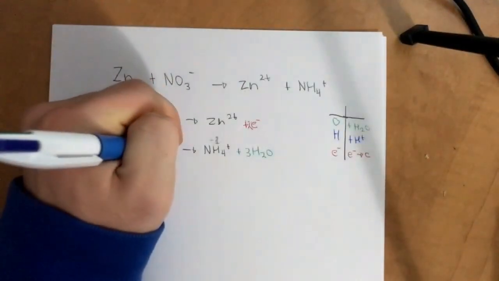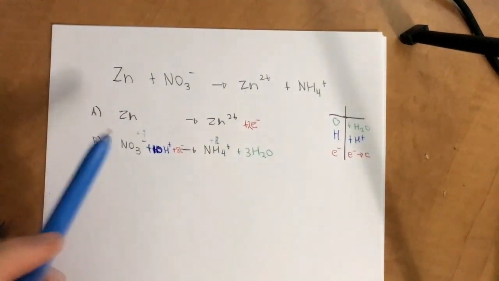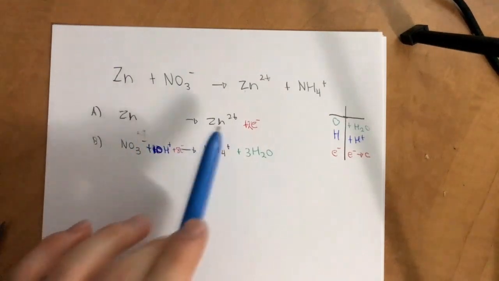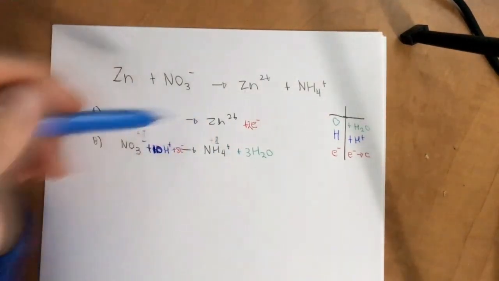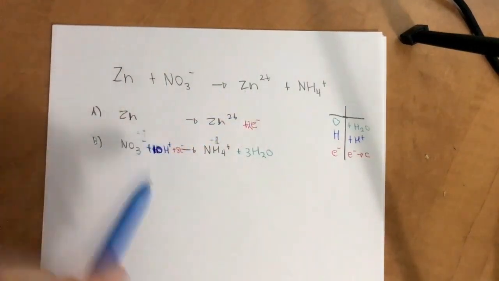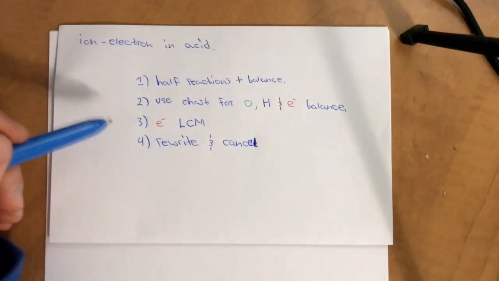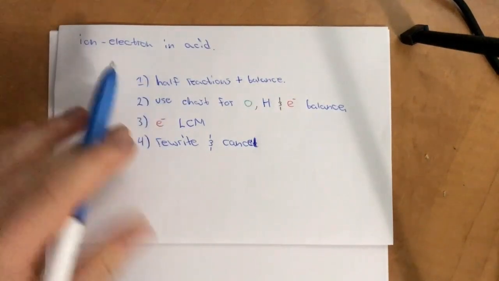So we'll add plus 8. And this is always a good thing to keep in mind. If you're doing all of this correctly, the electrons on both half reactions should be on opposite sides, just like they are here. Now we can move on to step 3, which is finding our LCM for our electron charges.